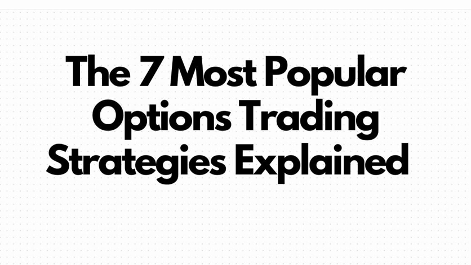Bull call spreads. A bull call spread is a limited risk strategy using calls to profit from an uptrend. It involves buying a further out of the money call while offsetting the cost by selling a closer to the money call. Profits are had if the stock rises above the short call strike.